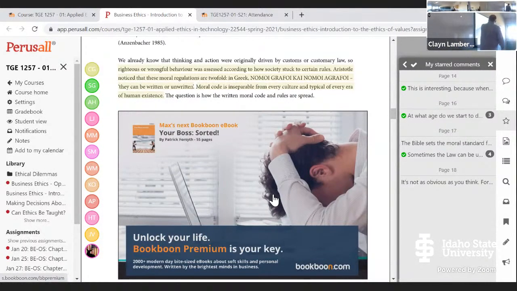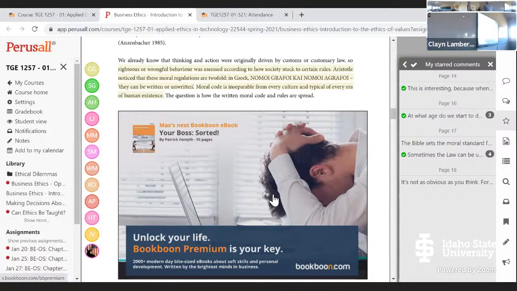So anyway, if we look at this, it says we already know that thinking and action were originally driven by customs or customary law. So righteous or wrongful behavior was assessed according to how society stuck to certain rules. Aristotle noticed that these moral regulations are twofold. In Greek, it's all Greek to me. In English, it means they can be written or unwritten. Moral code is inseparable from every culture and typical of every era of human existence.